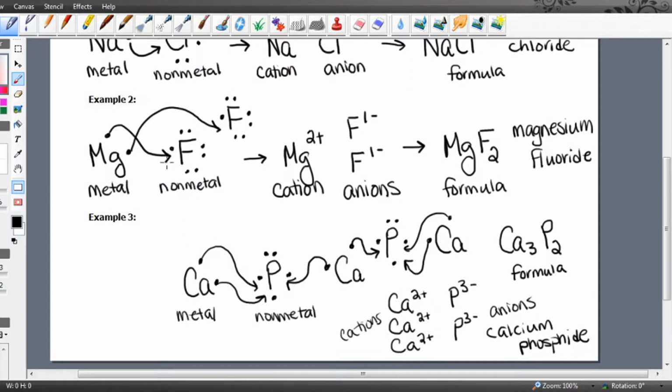Okay, now we are going to spend a lot more time in the days to come learning how to write these formulas and these names for ionic compounds. And the good news is that we don't actually have to do all of this work every single time in order to predict the formula and write the name. So stay tuned for how to write names and formulas for ionic compounds without having to draw Lewis dot diagrams. But I love Lewis dot diagrams because they really allow you to visualize what is happening with valence electrons.